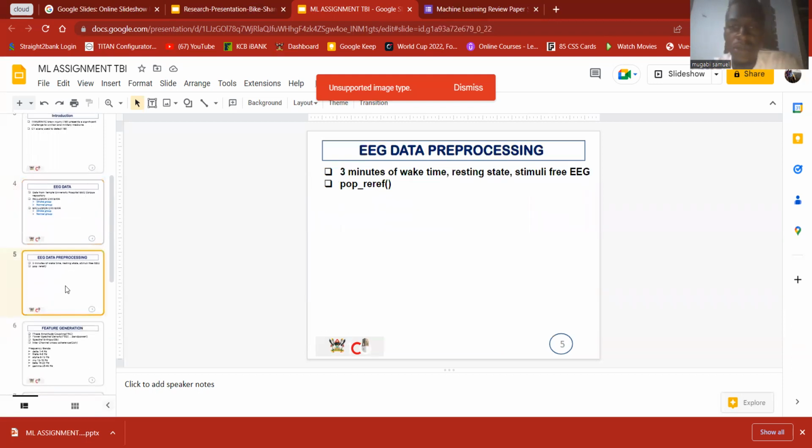Move on. For the EEG data preprocessing, the data which was collected was mainly 3 minutes of wake time. The EEG machine captured this data. 3 minutes of resting state, it also captured that, and also it made sure that these EEG signals are stimuli free. Further, we used PREP, a library in MATLAB, to reduce the noise in the signals.